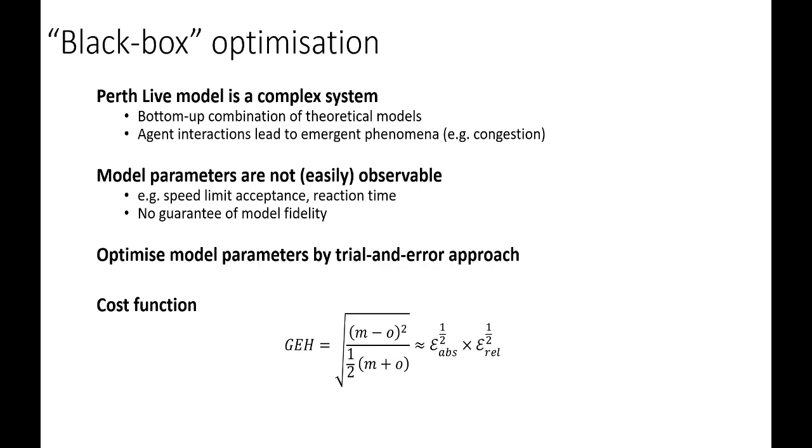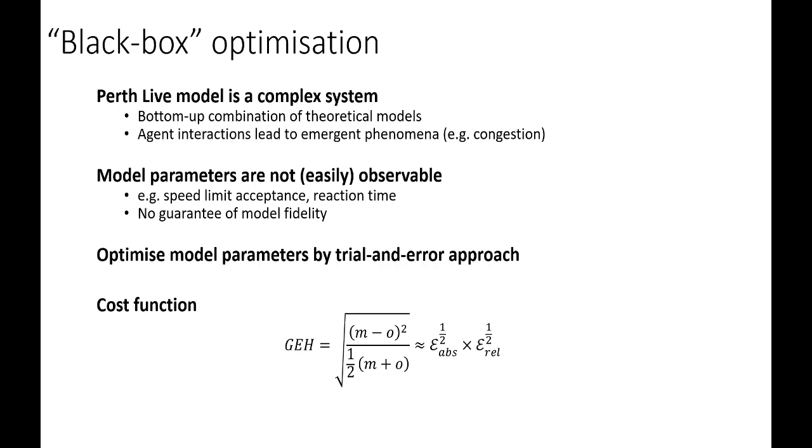So because of that, you want to take a black box approach to optimizing the model. What we mean by that is a trial and error approach. You try a parameter and you measure to what degree it agrees with what you're observing. We quantify how well it agrees with what we're observing using this cost function here, called GEH. It's a cost function that's used in traffic very commonly.